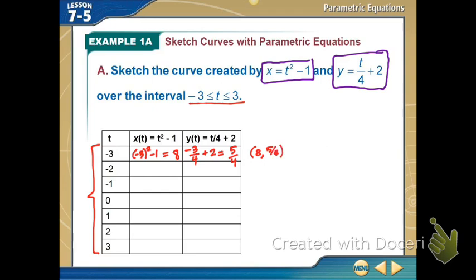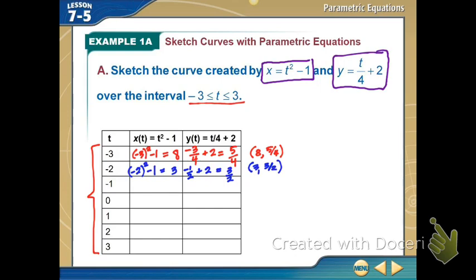Right? And then I do it again. Now look at what happens when t is equal to -2. Plug in -2 for t. Right? You get 3 for x. Over here, if you plug in a -2, you get -1/2 plus 2, and you get 3/2. So when t is -2, you're now at the point 3, 3/2. So we're going to continue to plug in t repeatedly for x and y so that we can get a bunch of ordered pairs for x and y. So you can pause the video now and go ahead and fill these in.